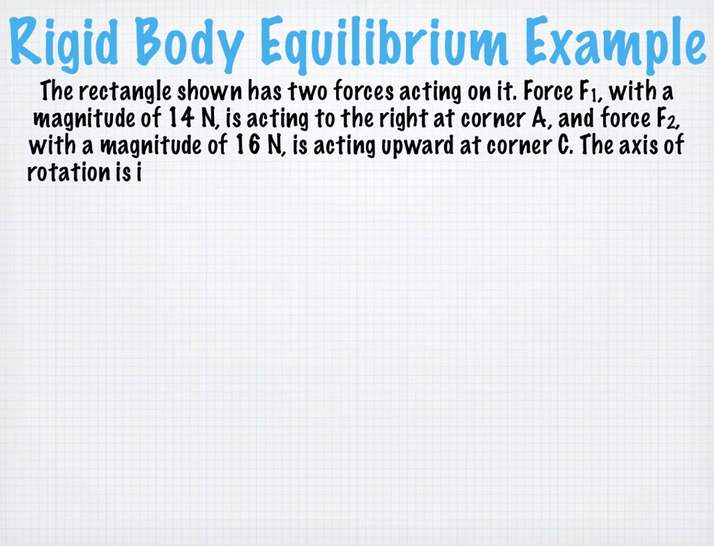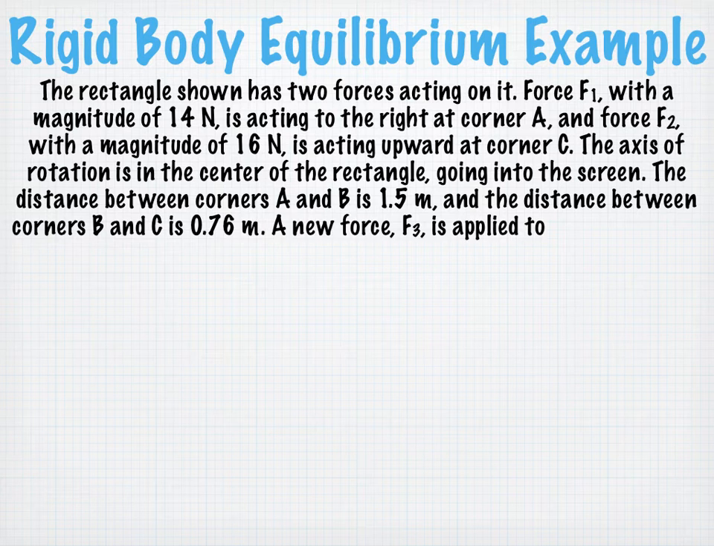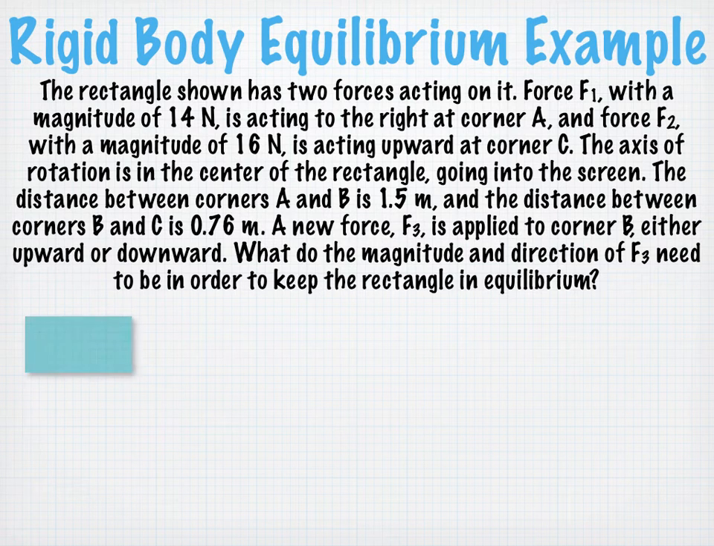The rectangle shown has 2 forces acting on it. Force F1 with a magnitude of 14 newtons is acting to the right at corner A, and force F2 with a magnitude of 16 newtons is acting upward at corner C. The axis of rotation is in the center of the rectangle, going into the screen.